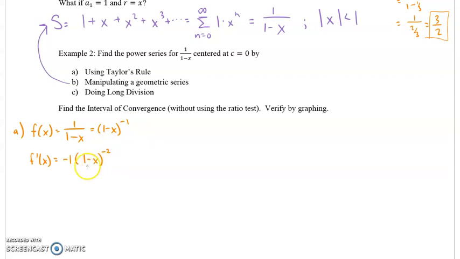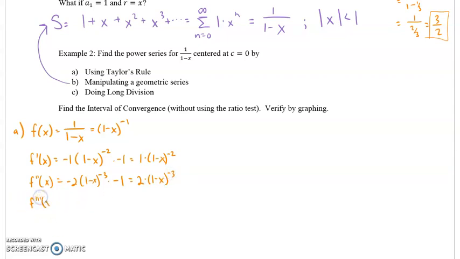the exponent down by 1, so that negative 1 goes down to a negative 2. But don't forget the chain rule, right? So we multiply by the derivative of 1 minus x, which is negative 1. So this is negative 1 times negative 1 is positive 1 times 1 minus x to the negative 2. All right, and we'll keep on going. We'll take the second derivative. Negative 2 times 1 is negative 2. This is just another power rule problem. The negative 2 drops down to a negative 3, but we remember the chain rule, and then it's the same negative 1. So negative 2 times negative 1 is positive 2, and we have 1 minus x raised to the negative 3.